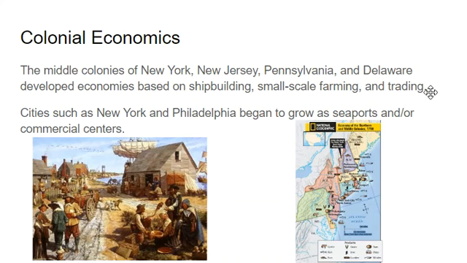And they were also big on trading. They traded with a lot of the Native Americans. They got a lot of goods that they brought back to Europe and sold. Cities such as New York and Philadelphia began to grow as seaports and or commercial centers. So when it says commercial centers, it just means a place where a lot of people traded. Wherever you were in the United States at this time, if you went to New York or Philadelphia, it would be a good place to trade. There was a lot of people there.